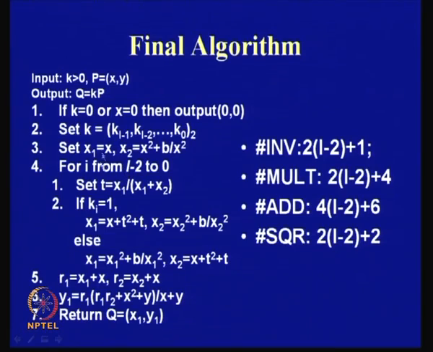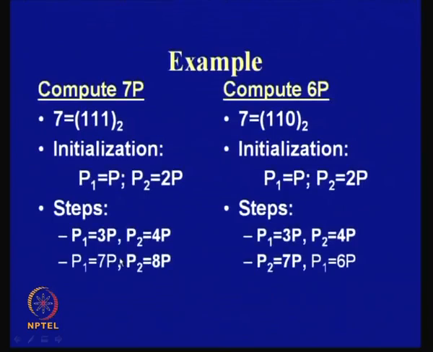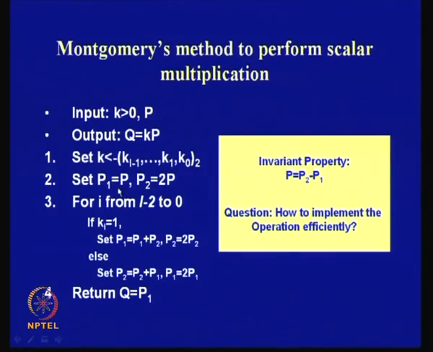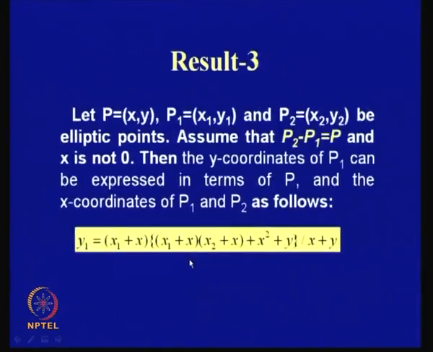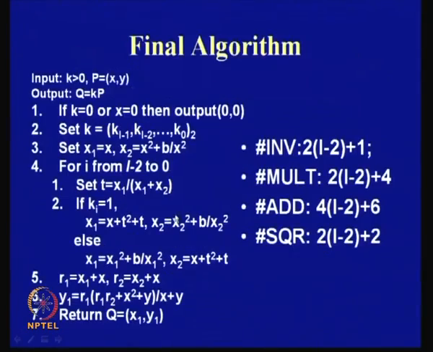You remember the original Montgomery algorithm, right. So, therefore, we had P1 storing P and P2 storing twice P, right, and in this operation I am only bothered about the x coordinates. So, therefore, here we only store the corresponding x coordinates, it is x and this is x square plus b by x square. Now, what we are doing is that we are calculating a value of t equal to x1 by x1 plus x2, okay.